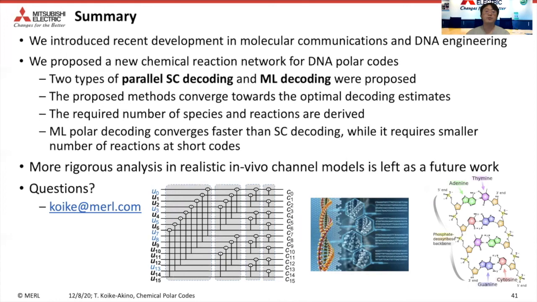We first introduced recent advancements of molecular communications and DNA engineering. We then proposed a new chemical reaction network for DNA polar codes. We developed parallel SC decoding and ML decoding. We confirmed that our chemical reaction network can converge to the idealistic equilibrium. We analyzed the required number of species and reactions. We found that ML polar decoding converges faster than SC decoding and is much simpler at short codeword lengths.